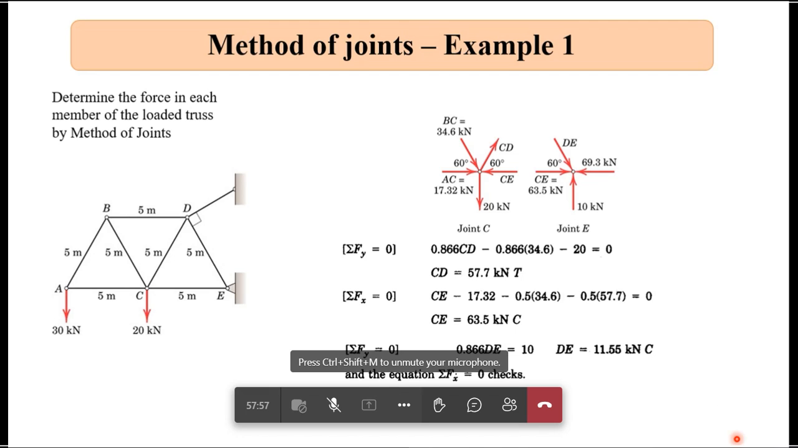So is it clear to you, the method of joints? Yes, sir. In the next class, we are going to solve one or two more numericals, and on Friday, we are going to learn about method of sections, and we are going to complete trusses. Next week, we are going to move on to strength of materials.